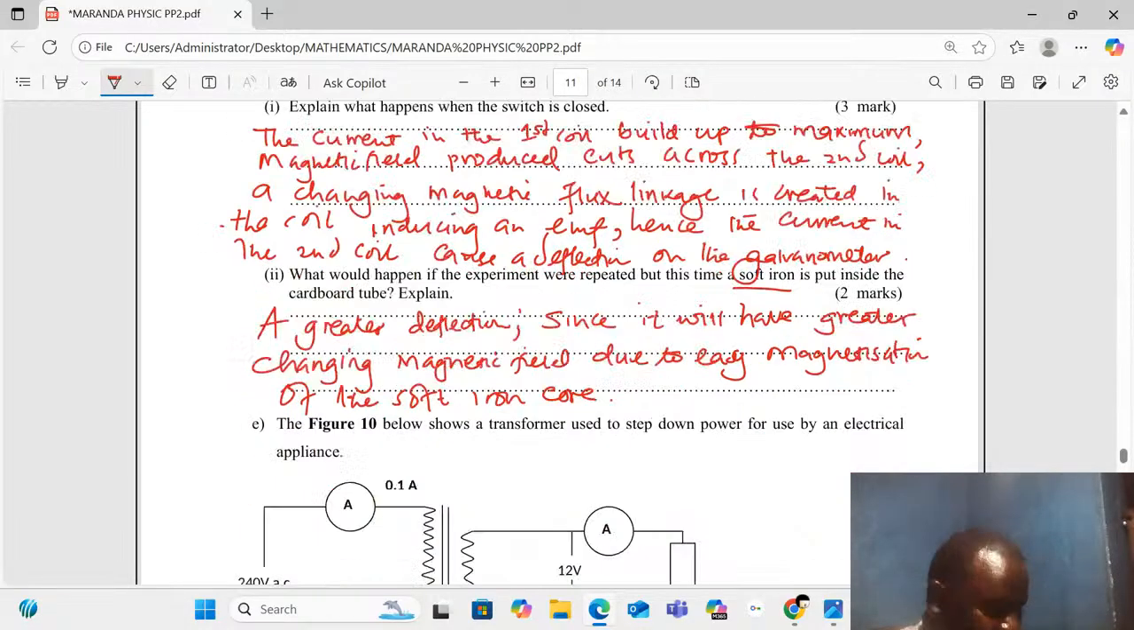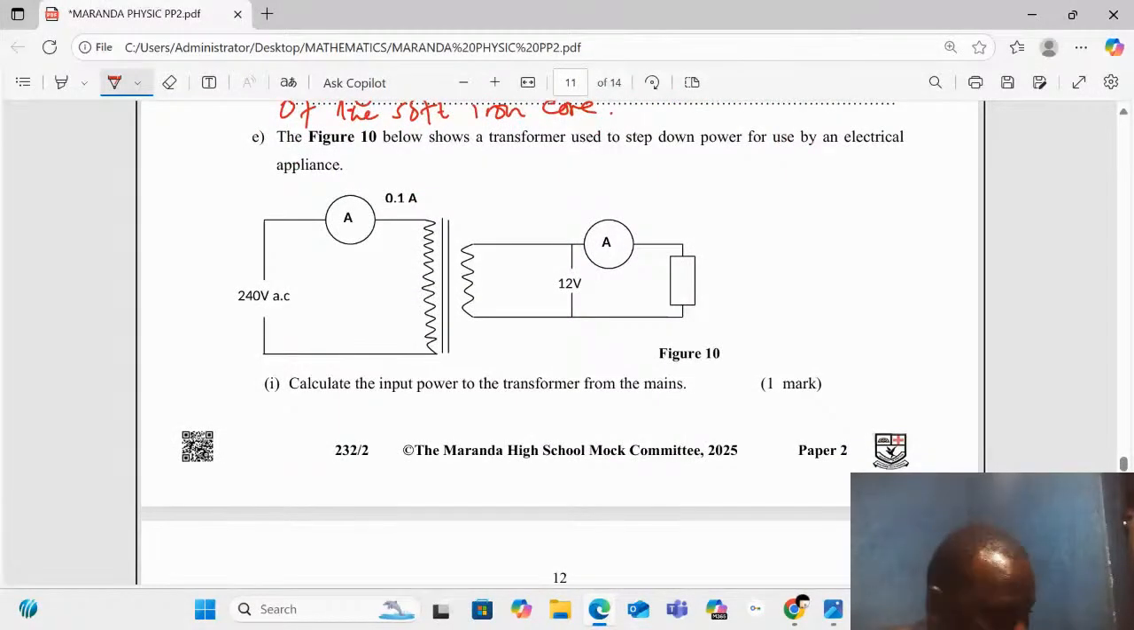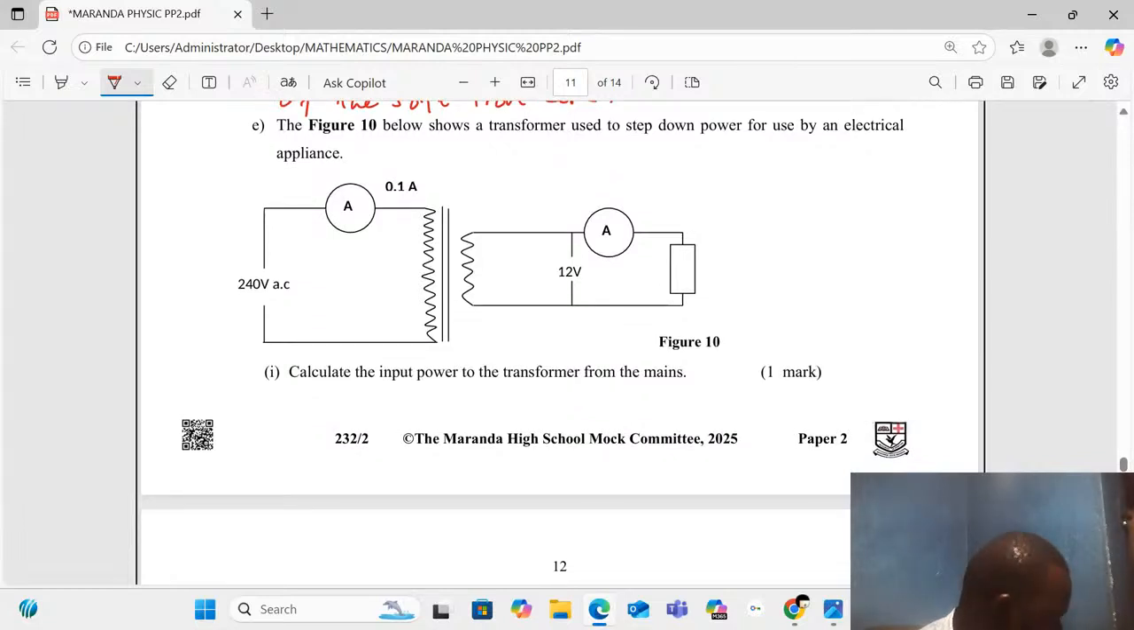So now, after so many explanation questions, we can get into questions. The figure below shows a transformer used to step down power for use by an electrical appliance. You can see the input is 240 volts and the output is 12 volts. Then you are told to calculate the power input.